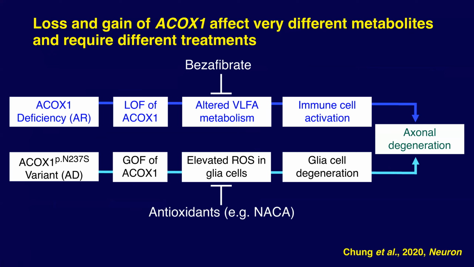So this is essentially the last slide and shows the pathway. In ACOX-1 deficiency, bezafibrate is the drug of choice to suppress the production of the very long chain fatty acids. In the mutant variant, there is elevated ROS, and antioxidants are the drug of choice.